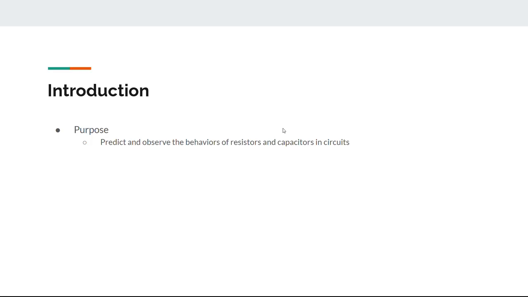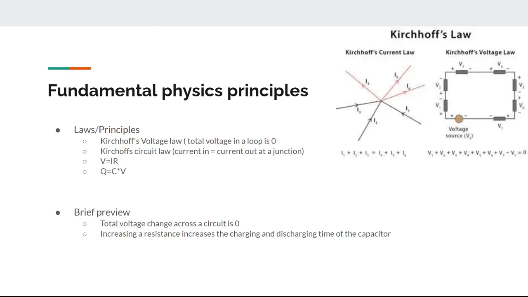The introduction. The purpose of this lab is to predict and observe the behaviors of resistors and capacitors in circuits. We used a couple of principles from physics, such as Kirchhoff's junction law, about how current in equals current out at a junction, and Kirchhoff's voltage law, where the total voltage in a loop is zero.